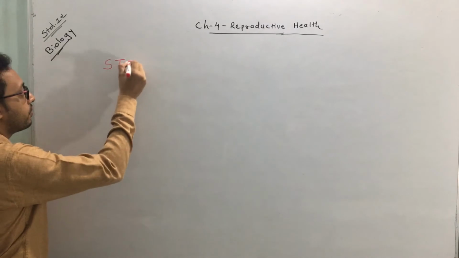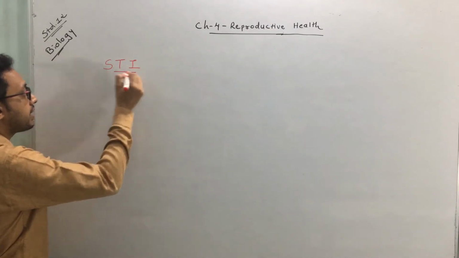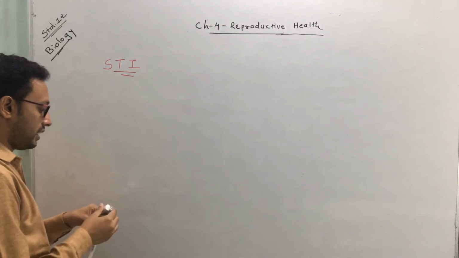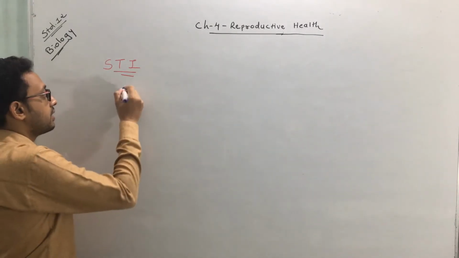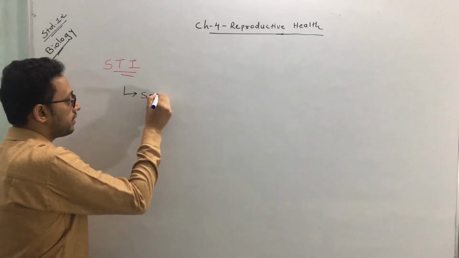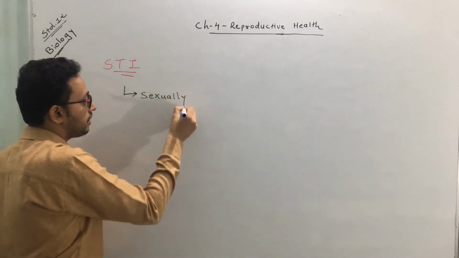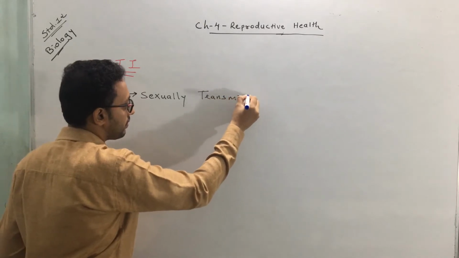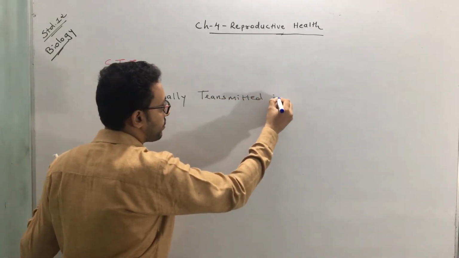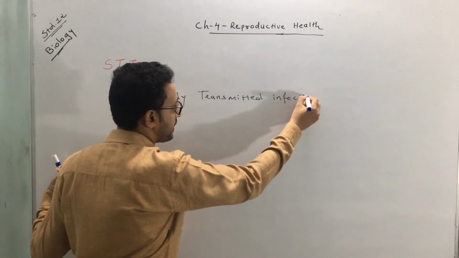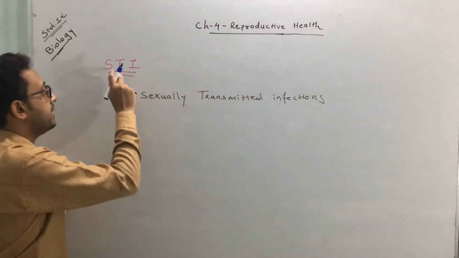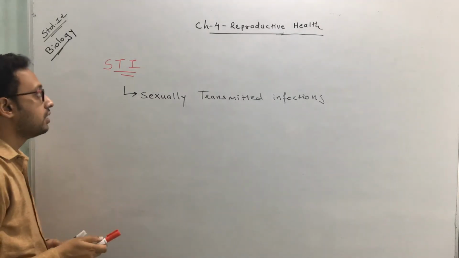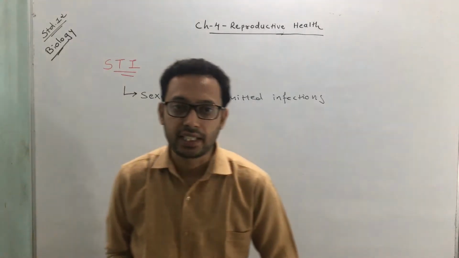So today we have to learn STI. What is an STI? What is the full form of STI? STI means sexually transmitted infections. They are called STI. Okay. So what is the definition of an STI?